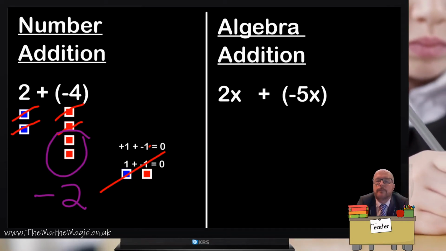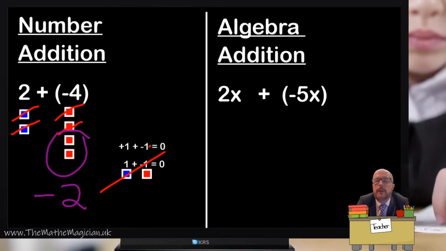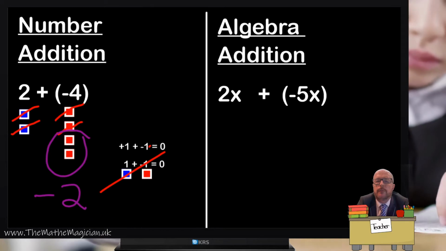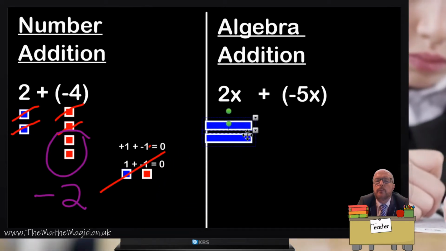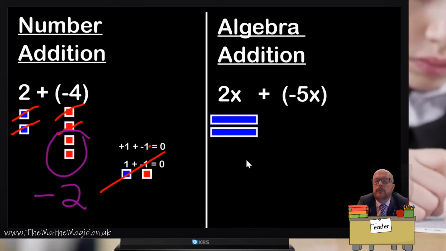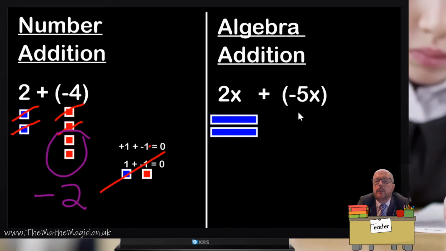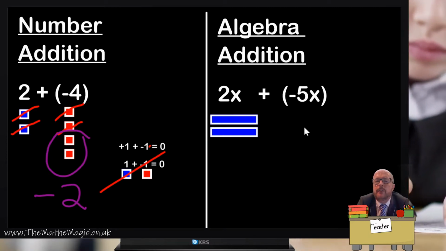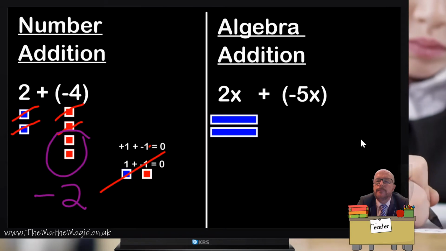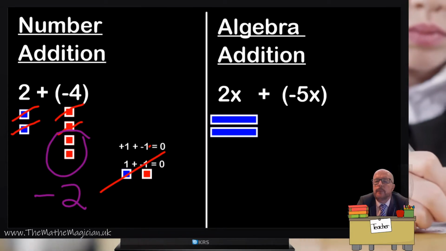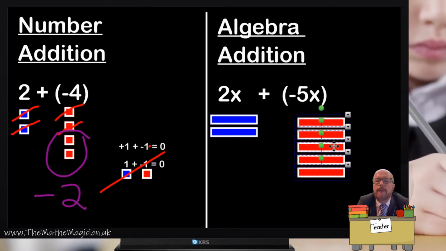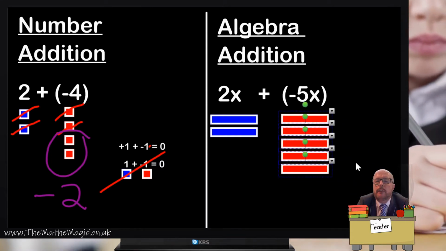So how are you getting on? Let's try some algebra. So we've got 2 x's. So what are we going to bring on? We're going to bring on 2 blue x's. We're going to add on negative 5x. So is that going to be blue or red? Well, we're going to add on the negative 5x's. So we're going to bring on 5 red x's.